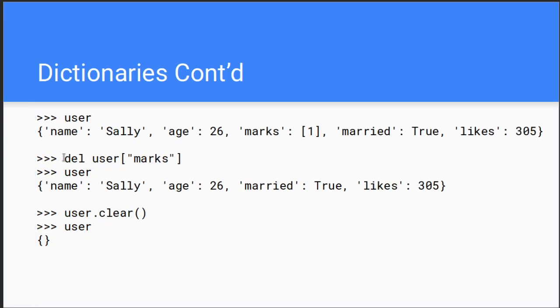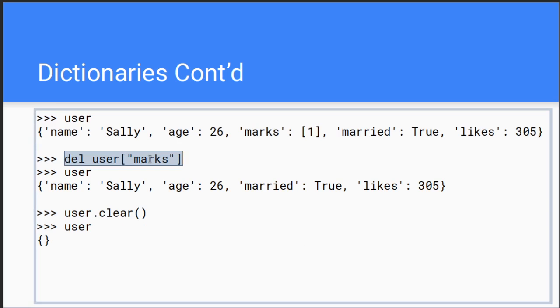So we can also delete an item. We want to delete the marks item. Marks is 1, but now it's gone. Remember, these are all in the same order we put them in, because I'm running 3.6 with the CPython reference implementation. We can also clear out a dict, and it'll just be an empty dict now.